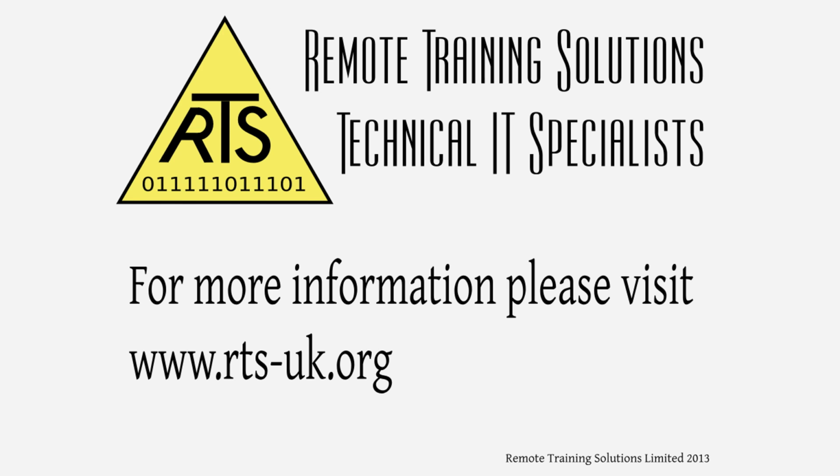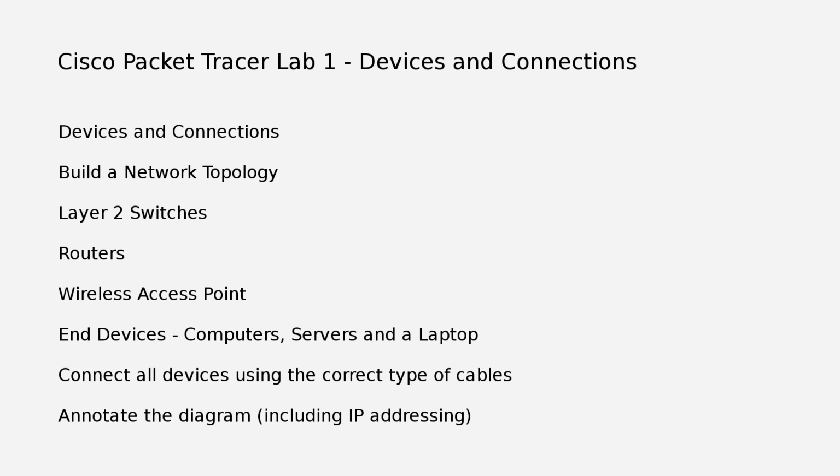Okay, this is the first video in the series, so we're going to start right at the beginning with devices and connections. We're going to look at the selection of devices, build a network topology, and incorporate layer 2 switches, a couple of routers, a wireless access point, and end devices. These will be computers, a couple of servers and a laptop. Then we're going to connect all the devices together using the correct type of cable. And finally we're going to annotate the diagram.